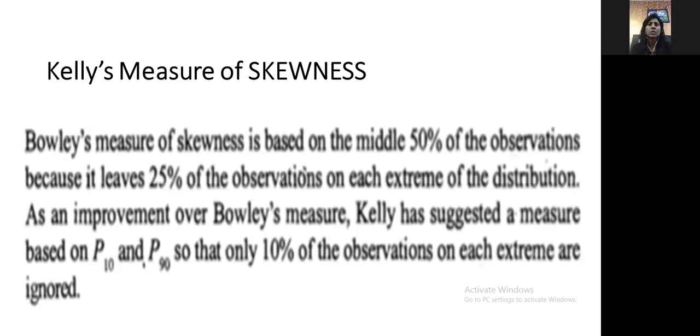Bowley's measure of skewness is actually based on the middle 50% of the observations, because it leaves 25% of the observations on each extreme of the distribution. So, to improve on Bowley's measure, Kelly suggested a measure which is based on percentiles. It does not leave out the 10% of observations on each side which are ignored in Bowley's measure, so it takes the whole data into consideration for finding the skewness, using the percentile method.